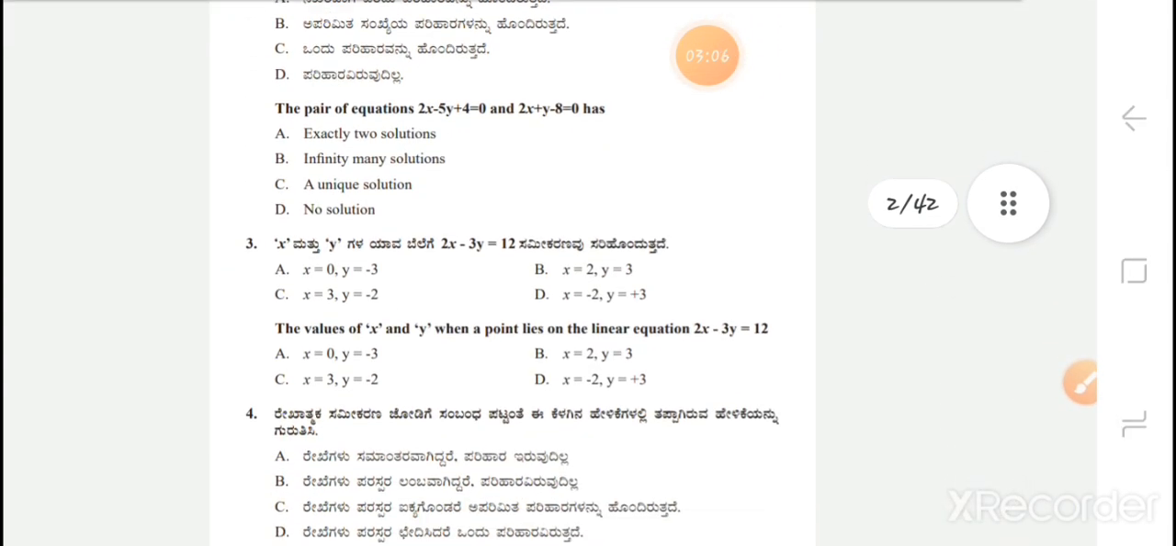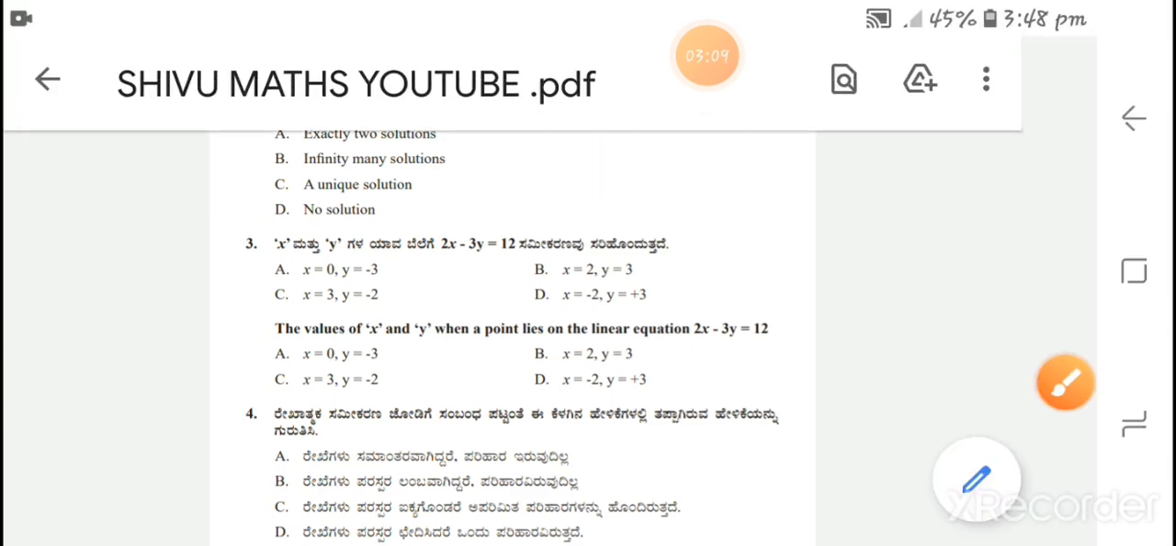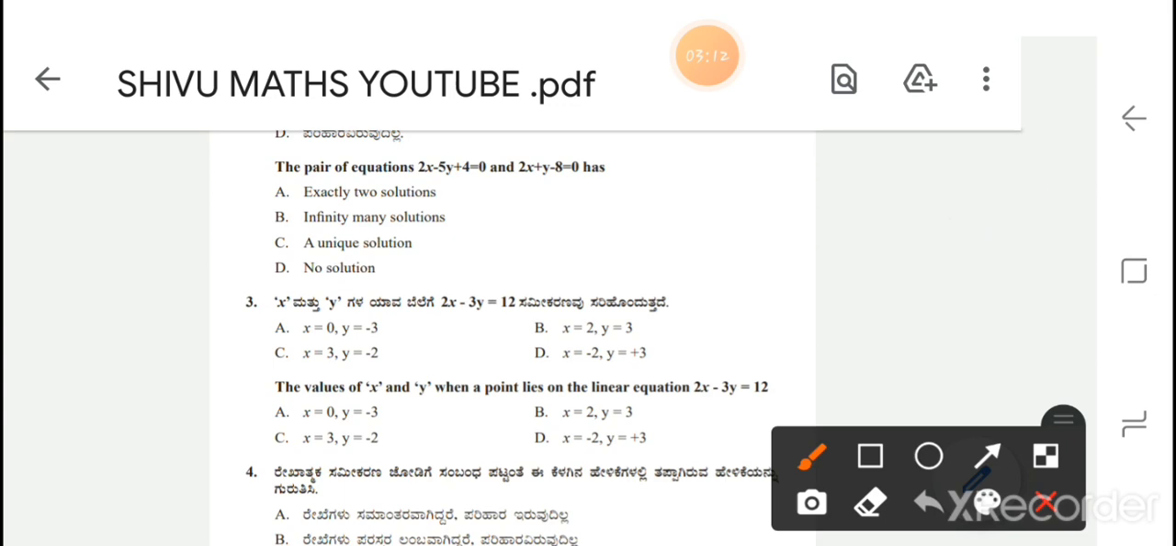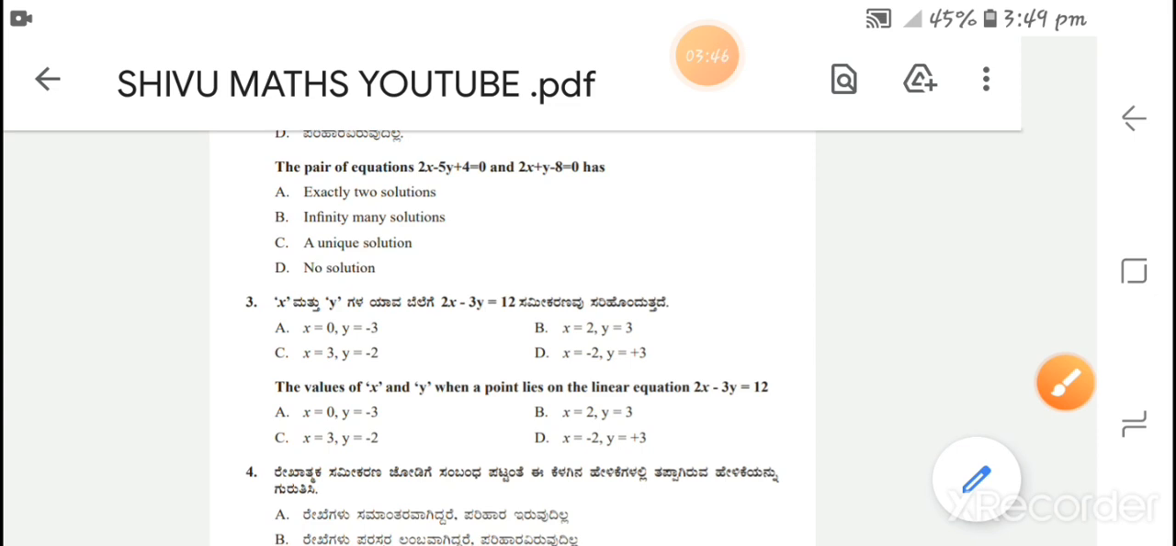Observe the second question. What is given here? The second question is, the pair of linear equations 2x plus 5y plus 4 is equal to 0, and 2x plus y minus 8 is equal to 0. As options given, option A is exactly 2 solutions, option B infinitely many solutions, option C a unique solution, option D no solution. So for this question, first we need to find the ratios of the coefficients.